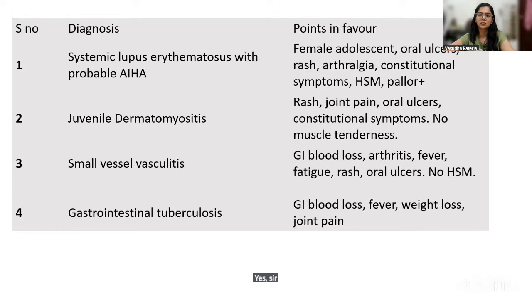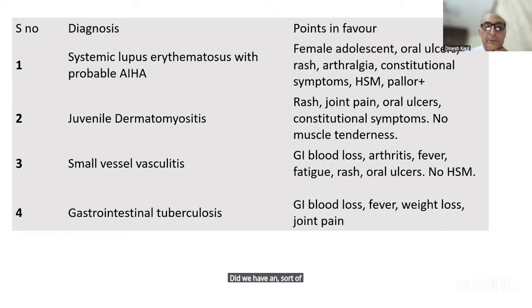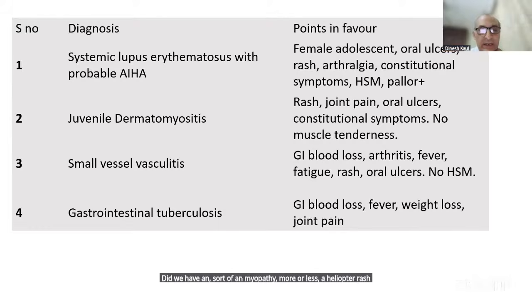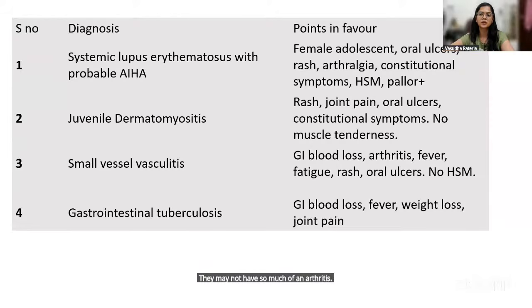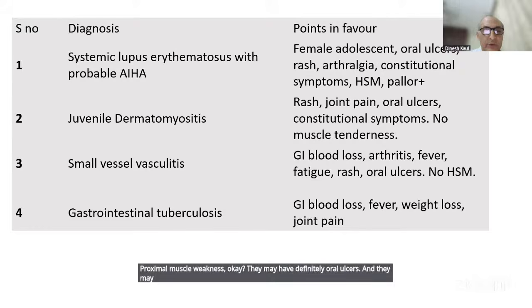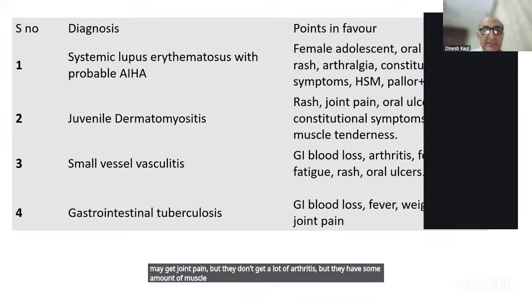Yes, sir. They may have some sort of myopathy, more or less a heliotrope rash over the eyelids. They may not have so much of arthritis. They primarily have myositis and proximal muscle weakness. They may definitely have oral ulcers, and they may get joint pain, but they don't get a lot of arthritis, but they have some amount of muscle weakness, muscle tenderness.